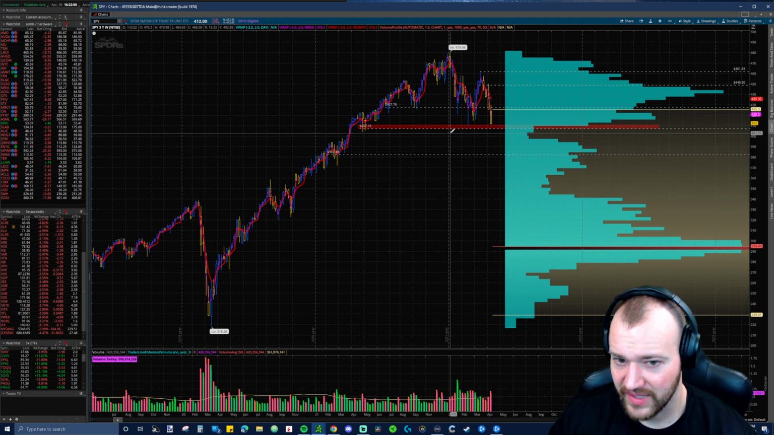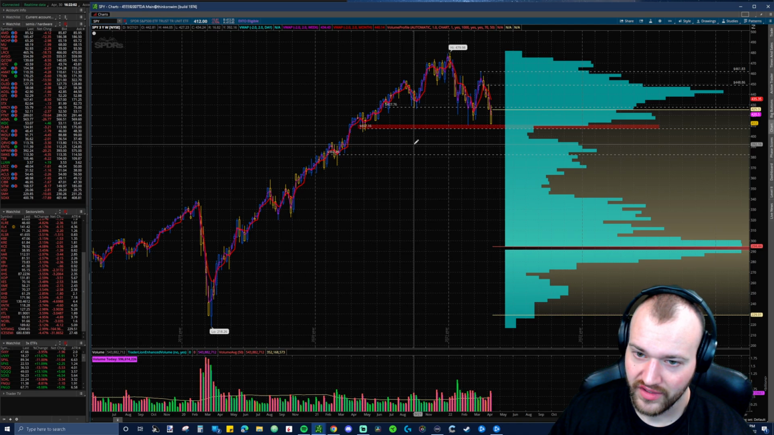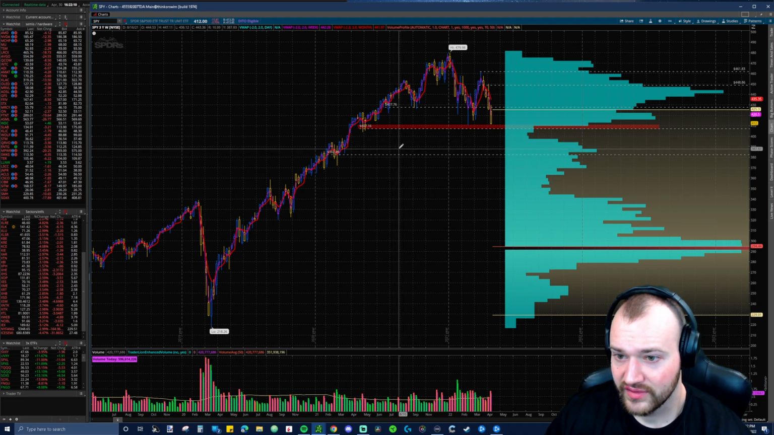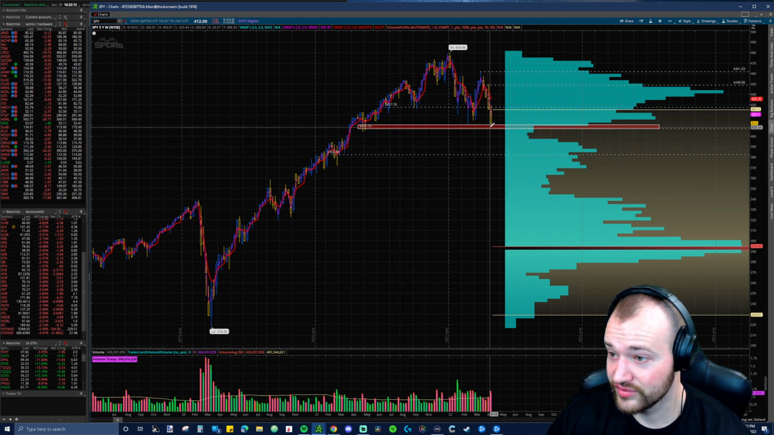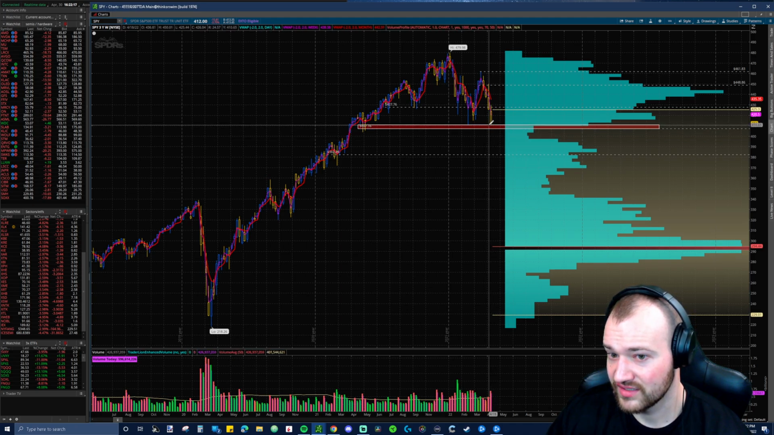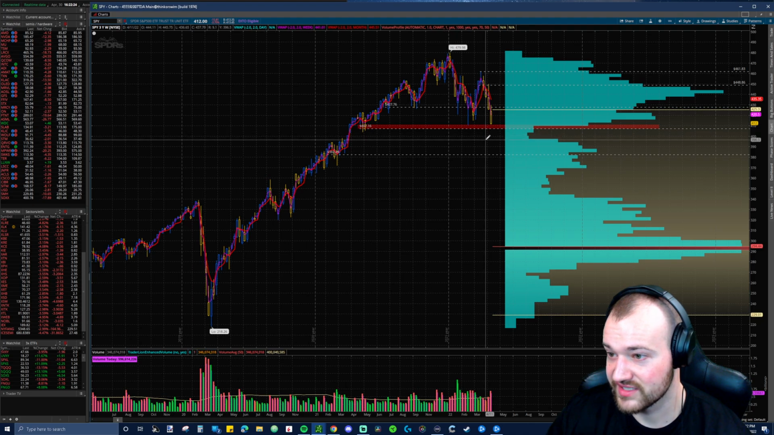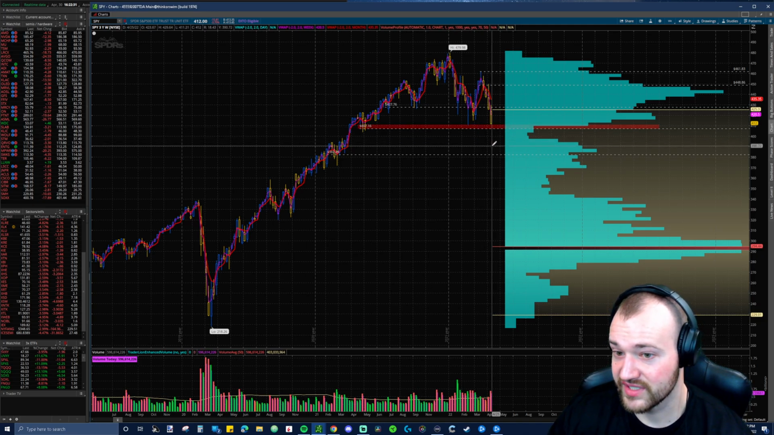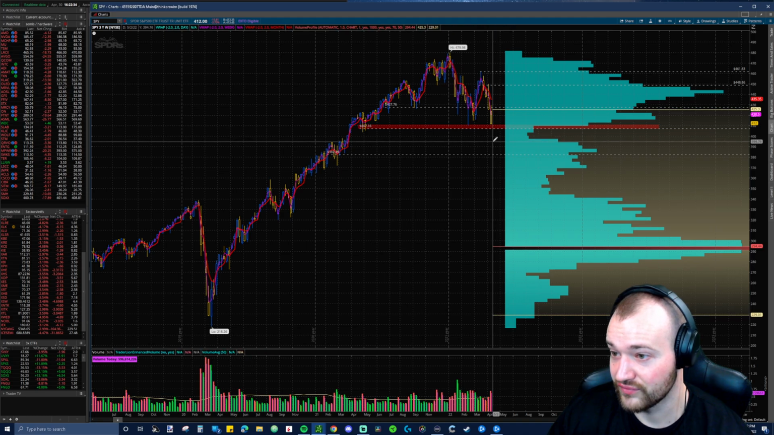Kind of the same thing on SPY. I mean, of course, they're weighted so heavily towards certain companies that they're going to look pretty similar. But man, if we lose this 410 area, literally, if we lose 410, I would not be surprised to see SPY below 400. If 410 isn't defended heavily, I wouldn't be surprised to see it come down below 400.